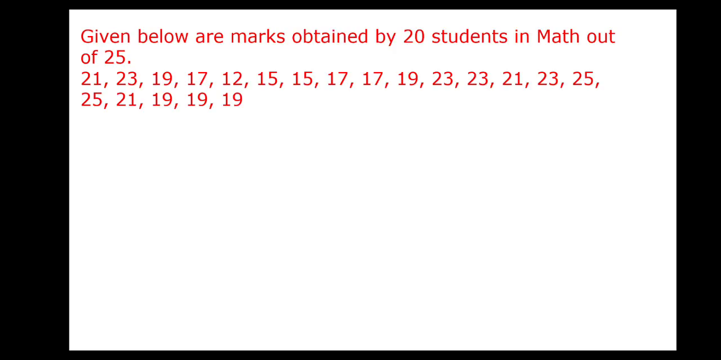Now we'll see some more examples, some more problems. Examples again like 21, 23, 19, and like that up to 19 numbers will be given. This is the second problem I am explaining to you. First, you have to write what is the minimum value and what is the maximum value. Then we write the given values in ascending order.